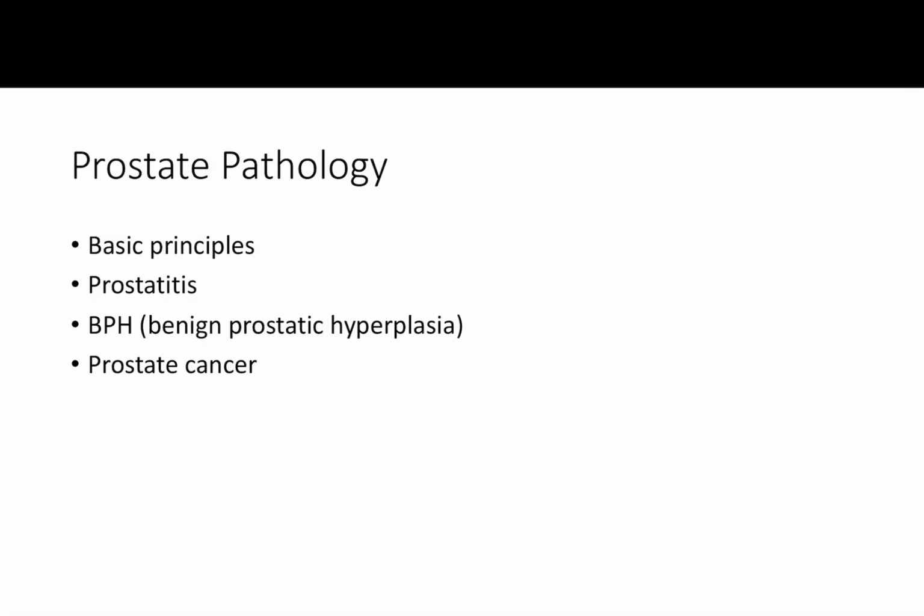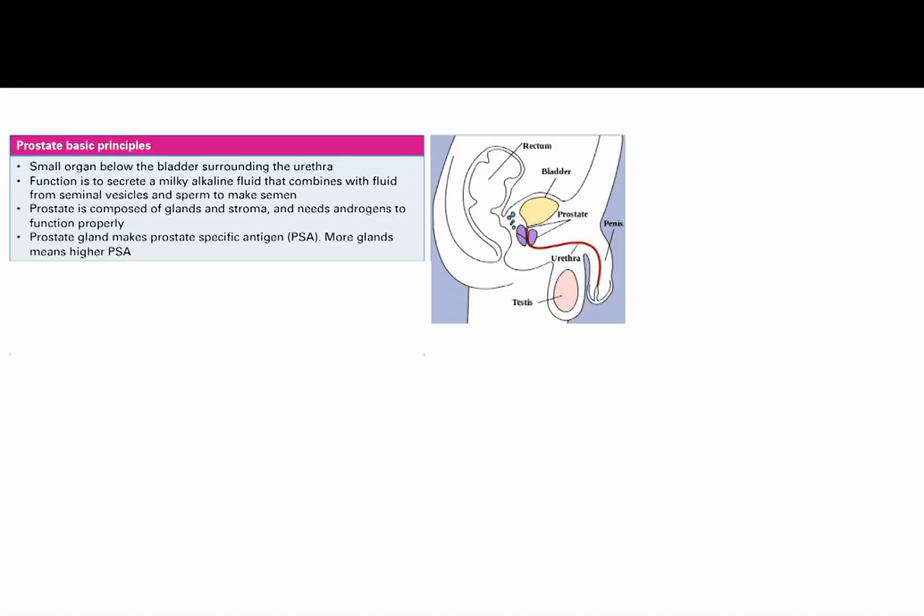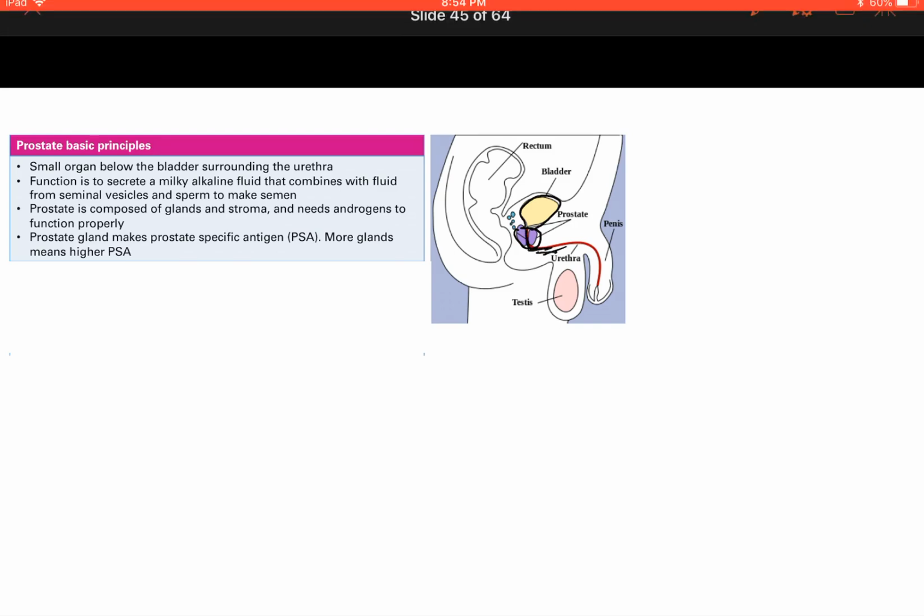Alright, prostate pathology. First we'll cover some basic principles, then we'll talk about 3 conditions. So very simple: prostatitis, BPH, and prostate cancer. So what is the prostate? Prostate is a small organ located right below the bladder, and it surrounds the urethra. So you see the urethra right here, goes right through it.